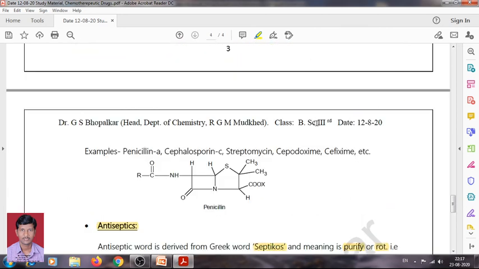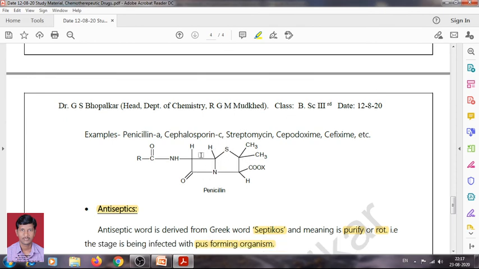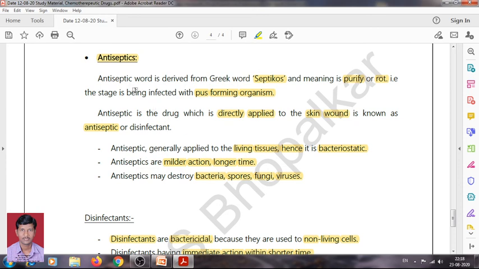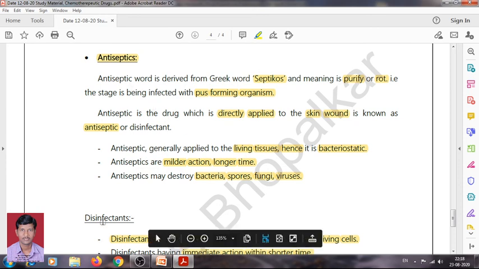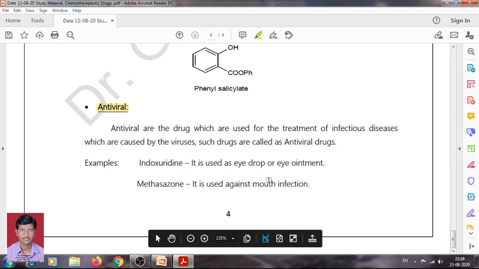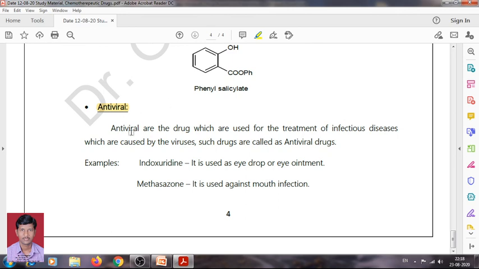And the next one, this is the example of penicillin. For example, as antibiotics, there are a number of antibiotics nowadays in the markets, and antiseptics. I have discussed in detail what is the difference between antiseptics and disinfectants. And lastly, I have told about the definition of antiviral drug and its example.